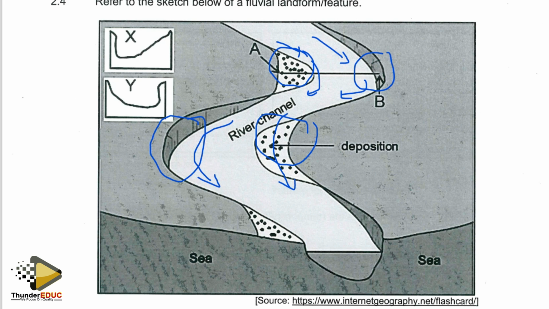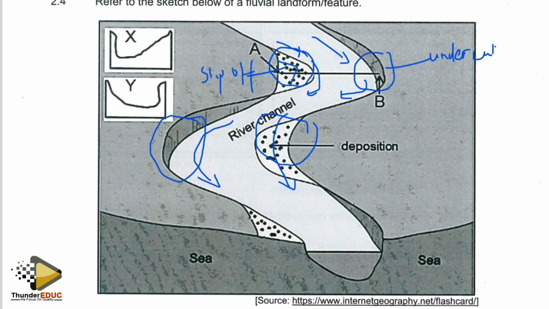So this is what we call the outer bend, the outer part of the bend, which we call geographically the undercut. It's called the undercut of the meander, and this is called the slip off. It's called the slip off slope of the bend. These are the two parts of the meander that we are going to look at.